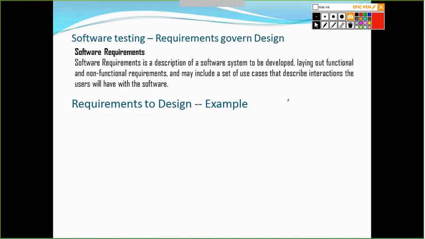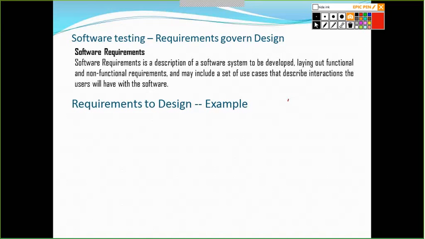So how do you define requirement? Here also I want to take software out. Requirement is a description of a system to be developed, laying out functional and non-functional requirements, and may include a set of use cases that describe and so on. That's too big, right? Let's stick to the smaller version of it. Requirement is a description of a system to be developed.